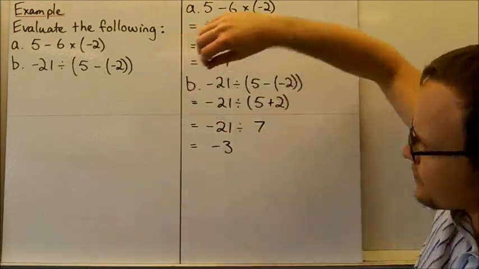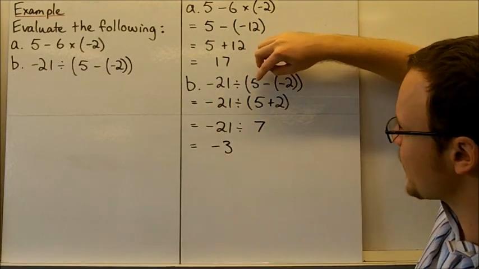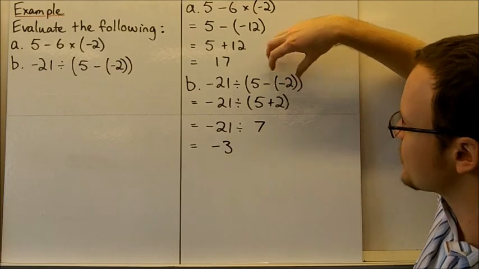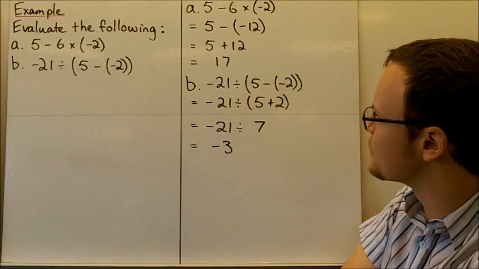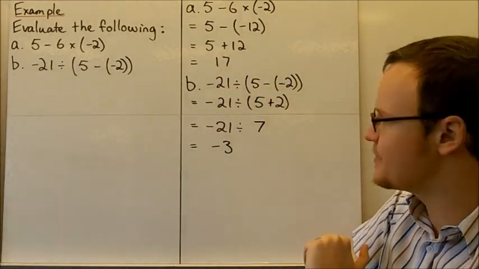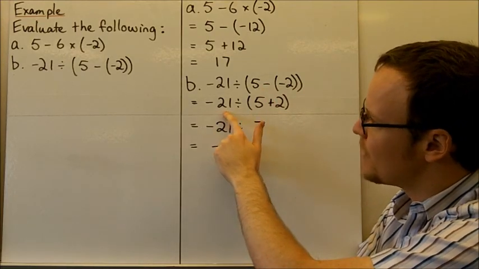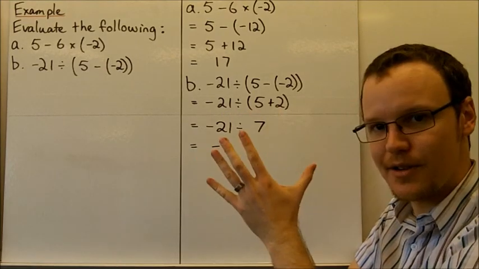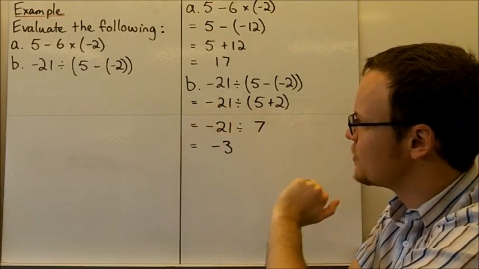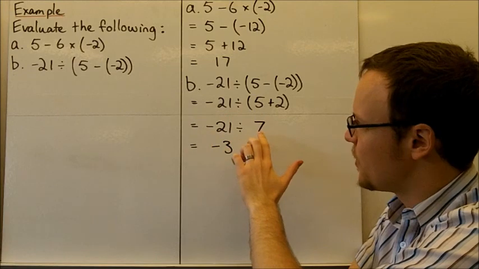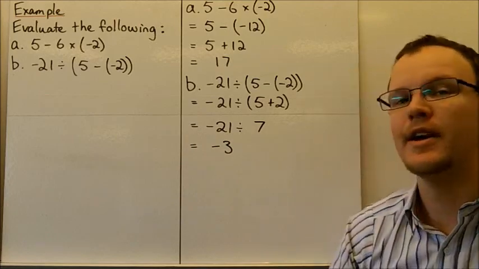Here we've got negative 21 divided by, in brackets, 5 minus negative 2. We've got brackets here that we need to start with. That's the top of our hierarchy. 5 minus negative 2: subtracting a negative is the same as adding the opposite, so it's the same as 5 plus 2. We do the operation in the brackets first, and that's 5 plus 2, which is 7. So we've got negative 21 divided by 7. A negative divided by a positive gives a negative answer. 21 divided by 7 is 3, so the answer is negative 3.